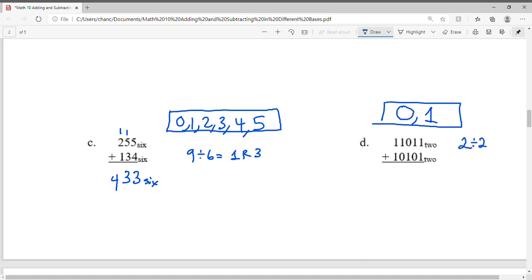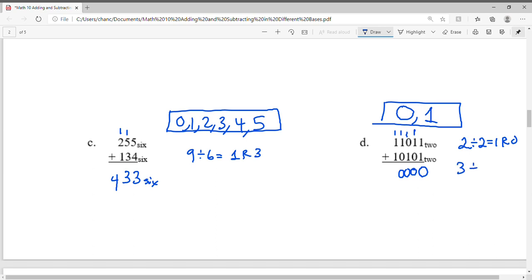We'll divide it by 2. I get 1, remainder 0. So 1 plus 1 is actually 0 here. Carry that 1. 1 plus 1 again, we know it's 0. Carry that 1. 1 plus 1 again is 0. We'll carry that 1. 1 plus 1 again is 0. We'll carry that 1. Now 1 plus 1 plus 1 is 3.